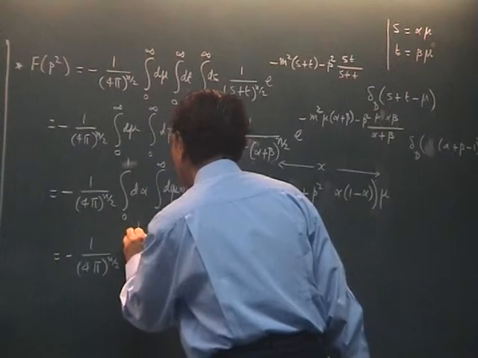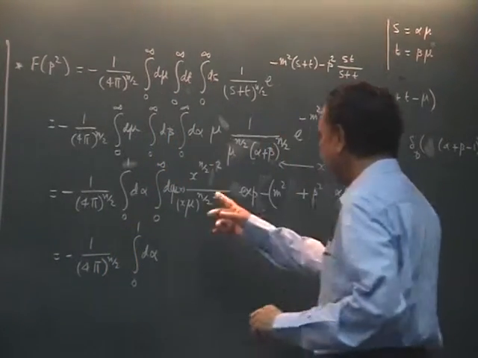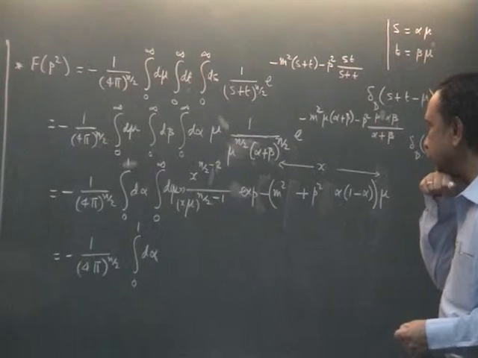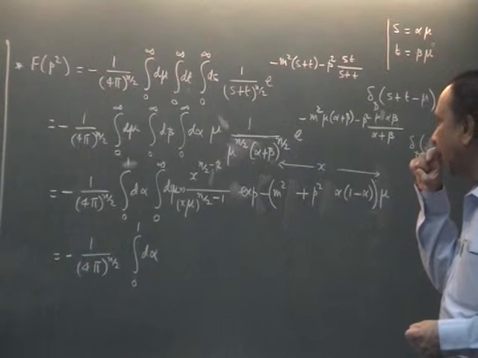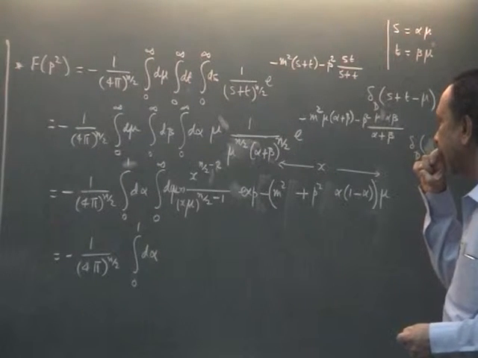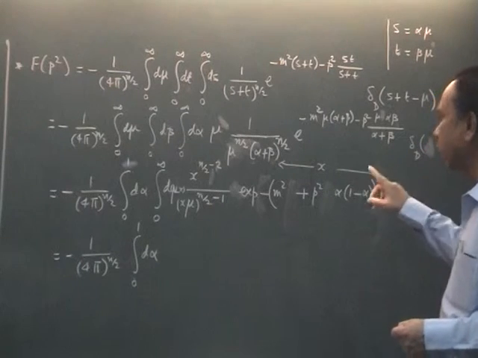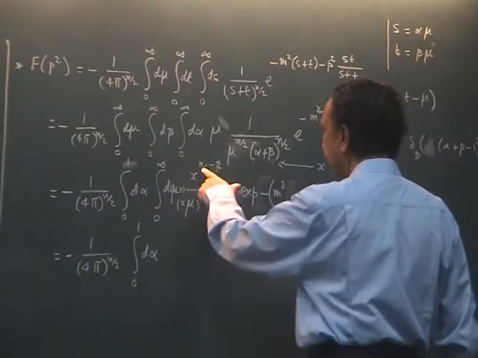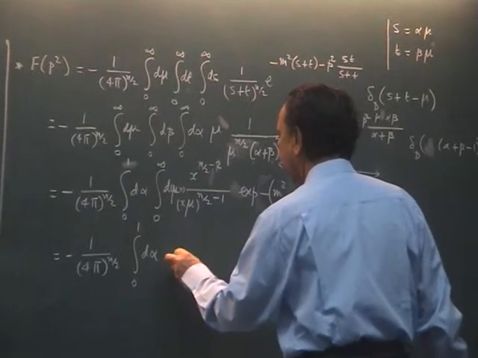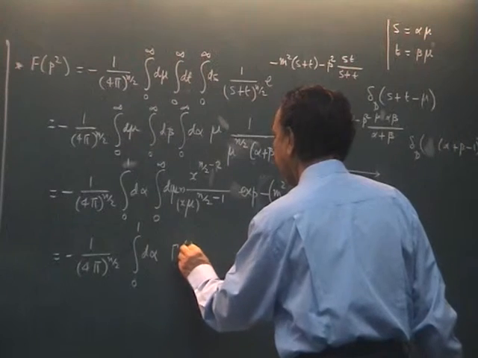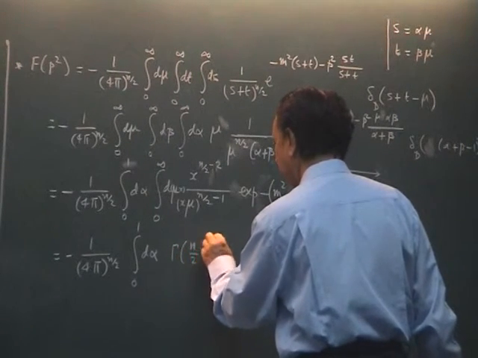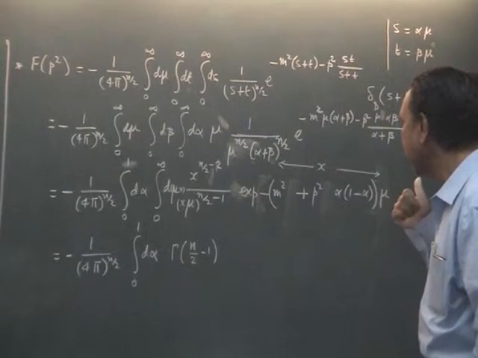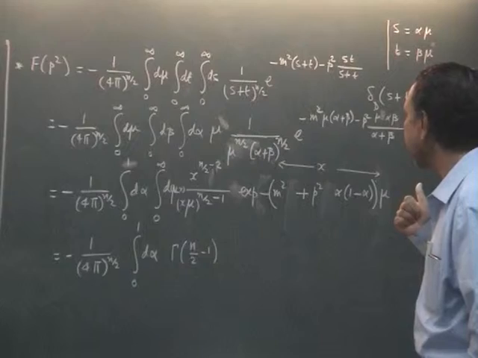So you get this to be equal to minus 1 upon 4 pi to the power n by 2 integral 0 to 1 d alpha of a gamma function. So what is it a gamma function of? It is gamma of n minus t to the n minus 1 e to the minus t will give you gamma of n. So it seems to give me here gamma of n by 2 minus 1. That is wrong. It should be n by 2 minus 2. So there is one factor of mu missing somewhere. So let us see where that was missed out.